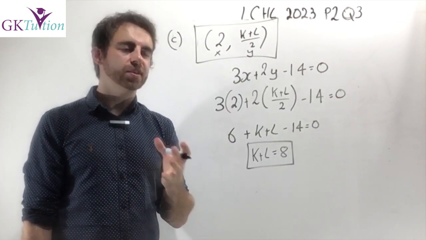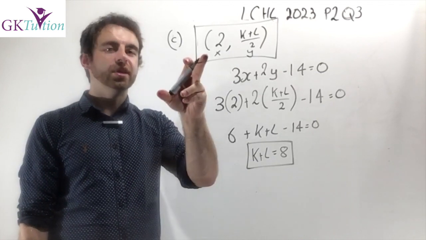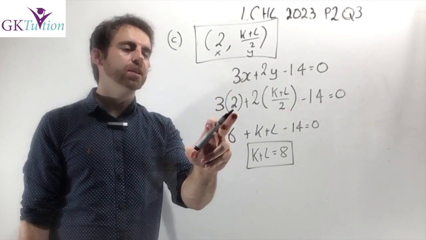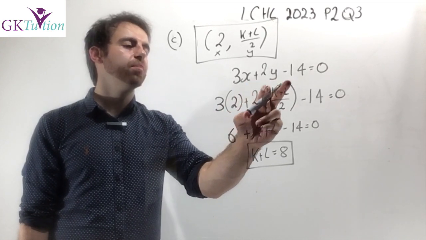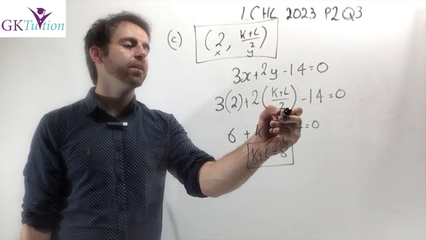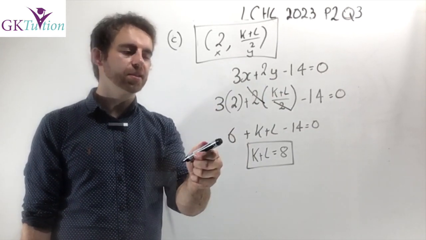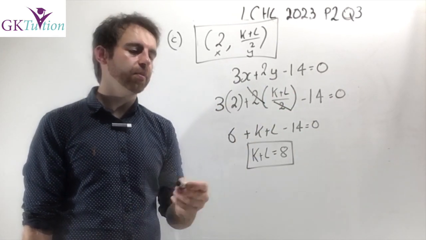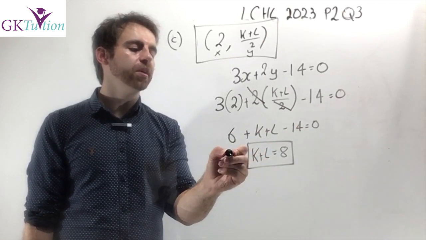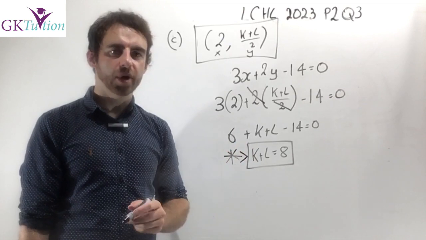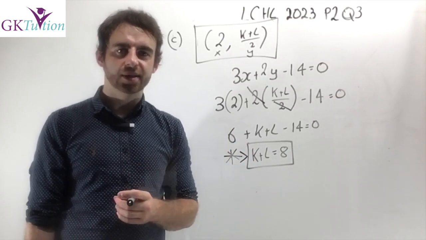So I've started off with the simpler of the two. I've subbed the midpoint into the perpendicular bisector. Everywhere there's an x, I subbed in a 2, and instead of a y, I subbed in k plus l over 2. It works out handy enough because the 2 here and the 2 there cancel out. 3 by 2 is 6, and I just have a minus 14 there. So if you bring your numbers to the right hand side, you end up with k plus l equals 8. So that's the first equation in what will be a simultaneous equation.